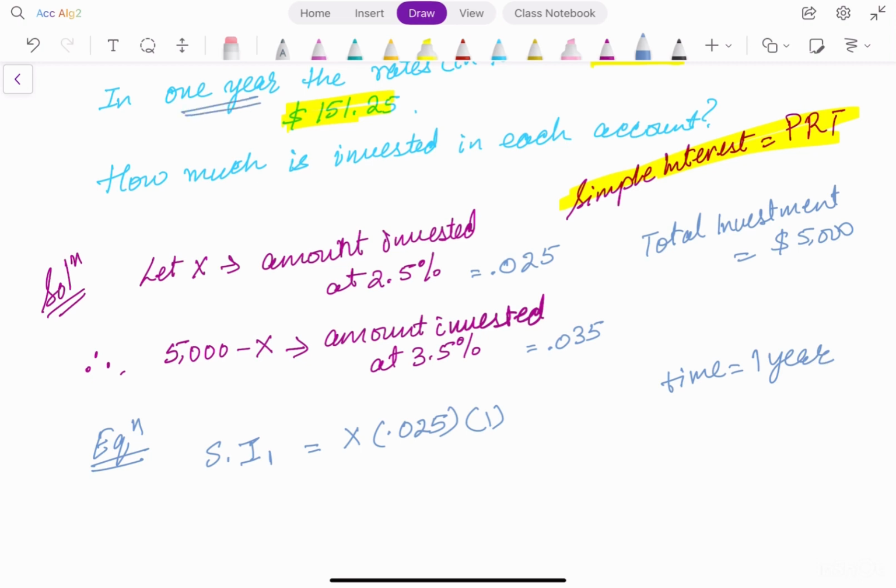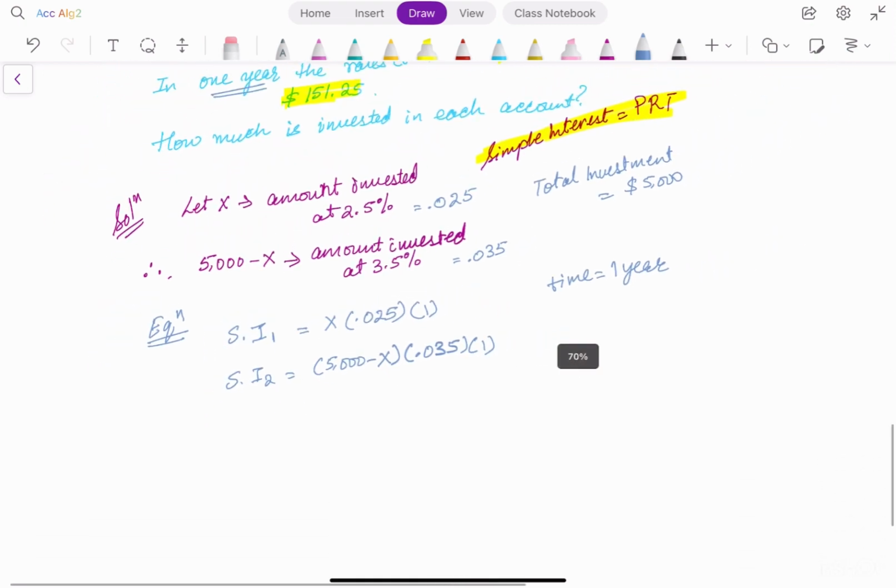In the same way, we can calculate the simple interest for the second bank account. We can say 5,000 minus X in the parentheses, which is the principal, times rate. Rate is 0.035 and the time is 1 again.